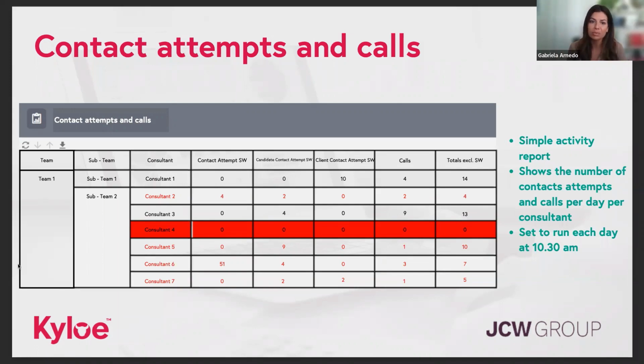There's some conditional formatting added in here to really highlight any low performers. Anyone highlighted in red is showing zeros across the board, meaning since they've logged on for work, they've had zero activity. Anyone in the red font, we're emphasizing it's a little bit low. It's really a quick way for managers to get an idea of where their consultants are at and keep them on track for the day.